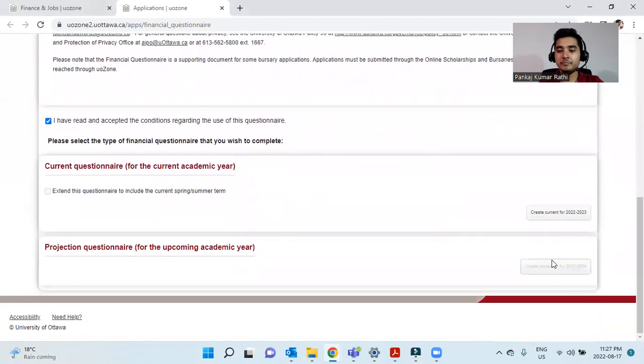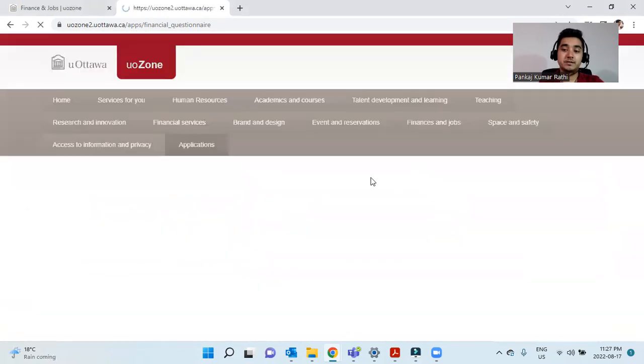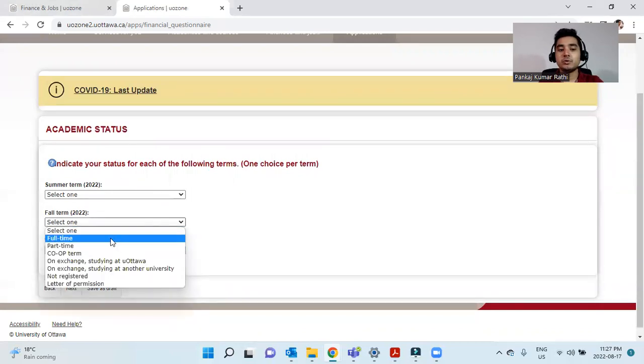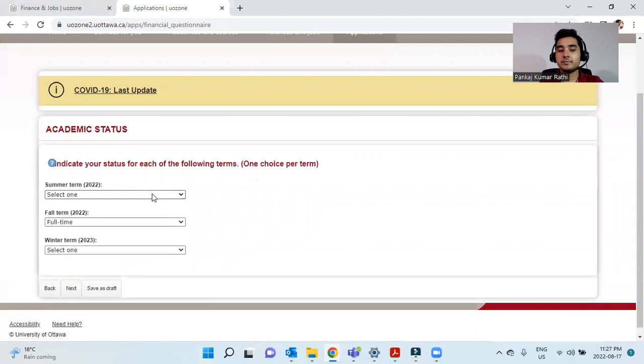in the uoZone, and then start creating the financial questionnaire. The first question asks you to indicate your status for each of the following terms. Say if the fall term is your first term, then go ahead and tell that you were a full-time student.